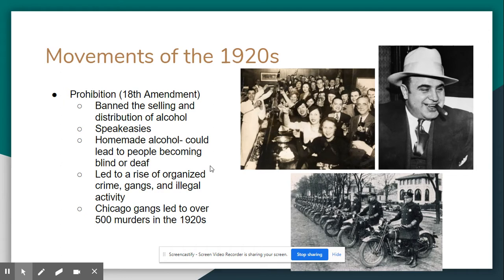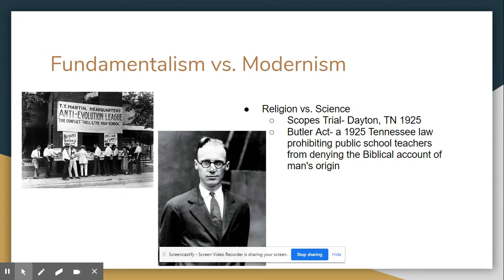There was a lot of homemade alcohol going around, which could lead people to become blind or deaf. And it led to a rise of organized crime, gangs, and illegal activity. Chicago gangs led to over 500 murders in the 1920s. All of these themes that we're talking about, you will see in the novel that we're going to read.